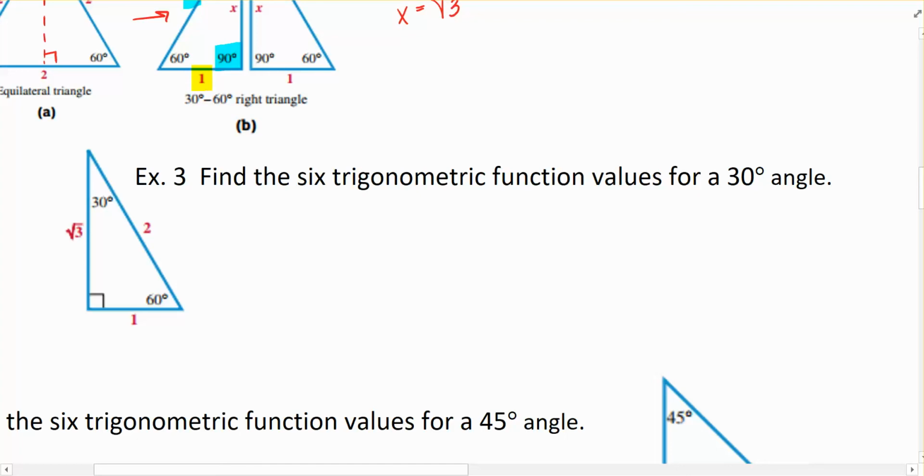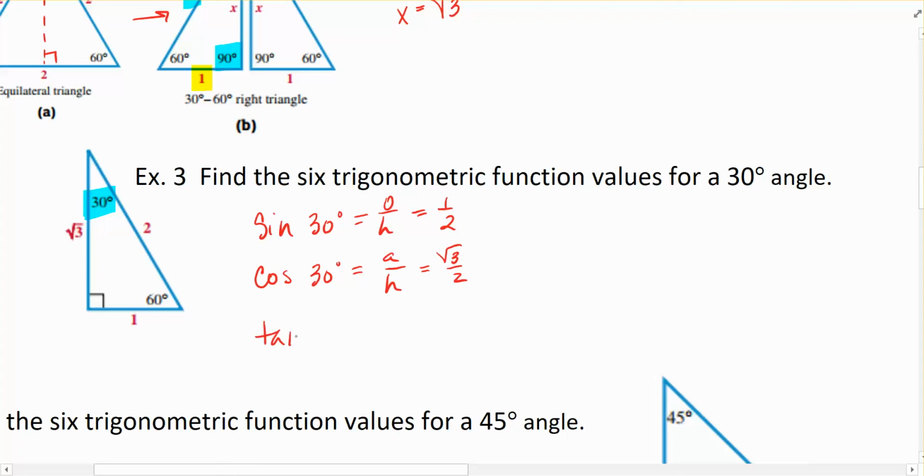We already know how to find those function values based on right triangle trigonometry, which was SOHCAHTOA. So I'm just going to highlight that we're talking about the 30-degree angle that I want to know the function values of. If I wanted to know what the sine of 30 degrees is, that's going to be opposite over hypotenuse, or 1 over 2. The cosine then of 30 degrees is going to be adjacent over hypotenuse, or in other words, the square root of 3 over 2.